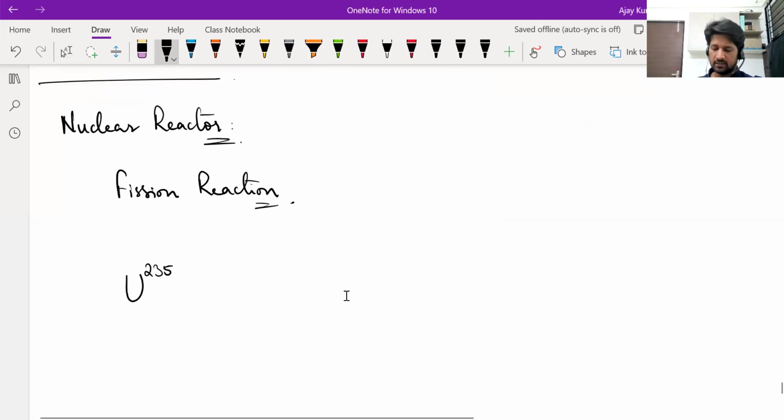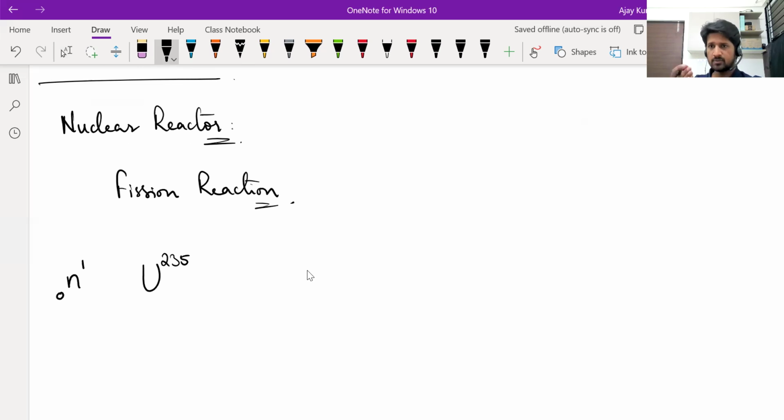Now, what is the reaction that uranium 235 undergoes to release energy? Uranium 235 automatically does not disintegrate. But when a slow moving neutron collides with it, the atomic number of a neutron is 0, mass number is 1, because there are no protons, but there is a neutron. So proton number is 0, protons plus neutrons number is 1. So we represent neutrons like this, 0 and 1. When a slow moving neutron collides with uranium 235, the uranium 235 absorbs that neutron. Then it changes to uranium 236.